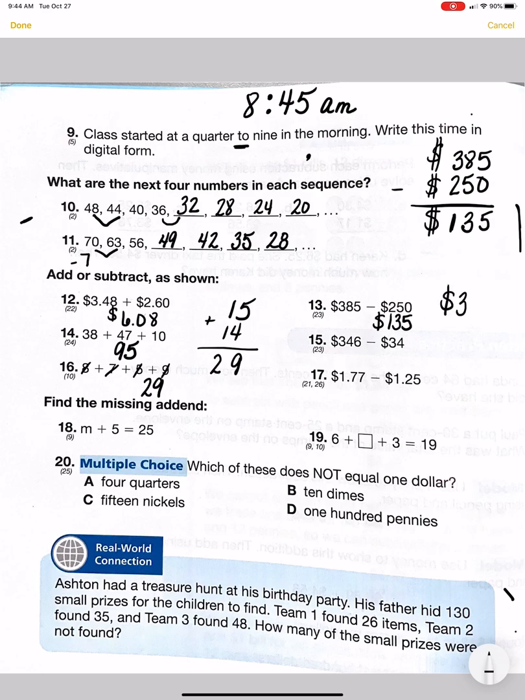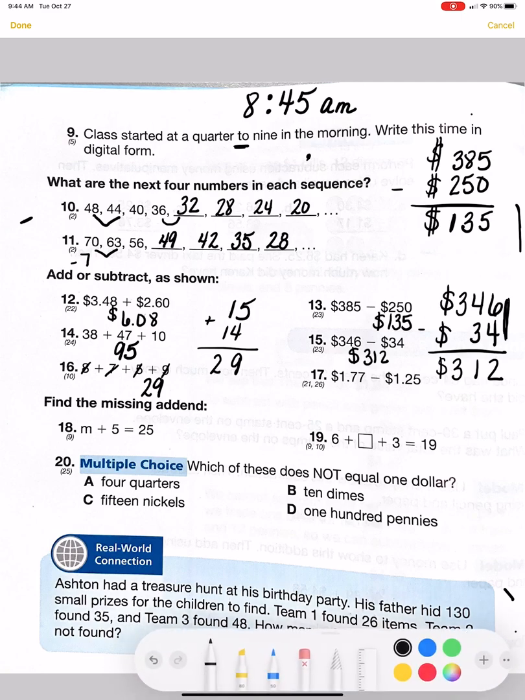$346 minus 34. This is no borrowing required, but you have to line the ones place up. So 6 minus 4 is 2. 4 minus 3 is 1. 3 minus nothing is 3. 312. Right.